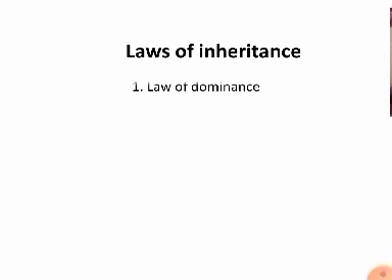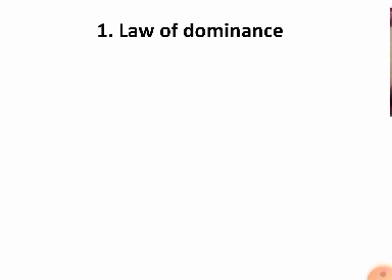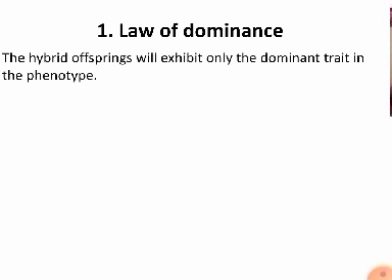Mendel proposed three laws of inheritance. First, the law of dominance; second, the law of segregation; and the last, the law of independent assortment. First, the law of dominance: the hybrid offspring will exhibit only the dominant trait in the phenotype.